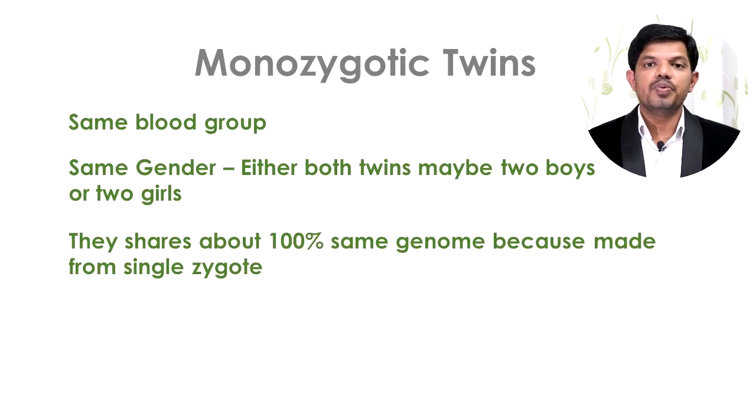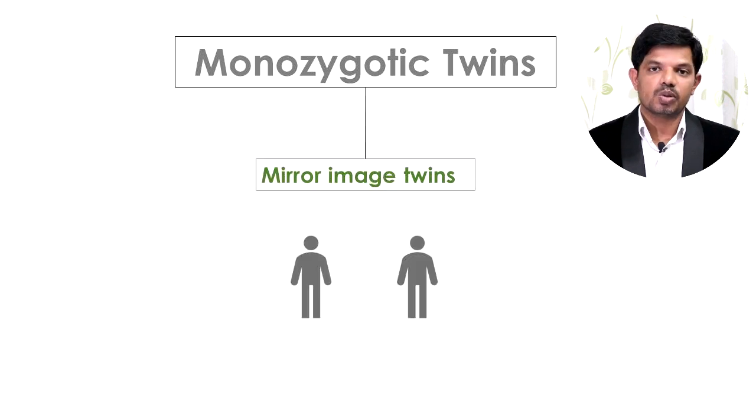Monozygotic twins may have the same blood group or the same gender also. Again, under this heading of monozygotic twins, sometimes we observe mirror image twins also. In mirror image twins, two embryos are formed that are identical with each other, but in a mirror way. If one person is right-handed, then obviously the sibling will be left-handed. So it is called a mirror image twin.